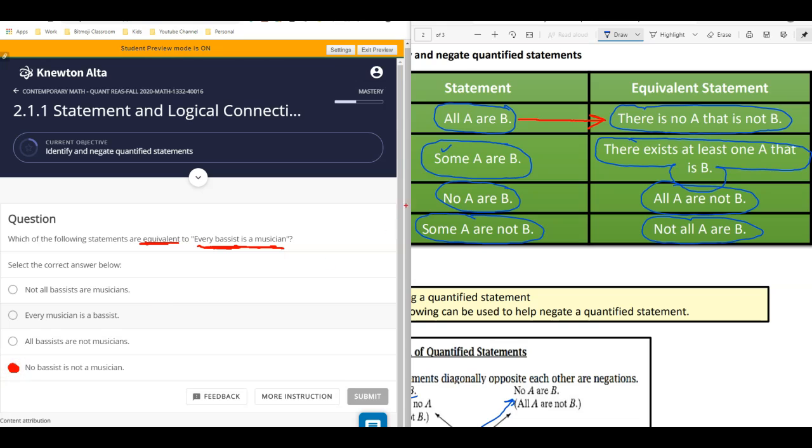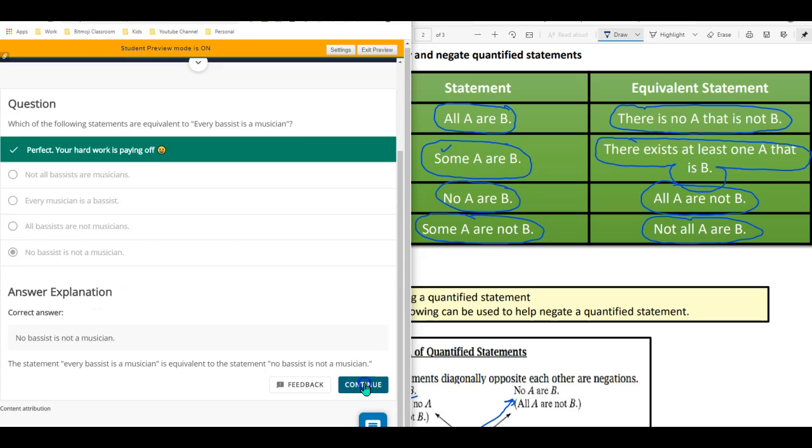So you're looking for the equivalent. They said equivalent, and I actually messed up a question. Instead of reading equivalent, I thought it was negation. I answered negation. So please make sure you don't make a mistake like me. Let me erase this. Check no bassist is a musician and then click submit. There you go.